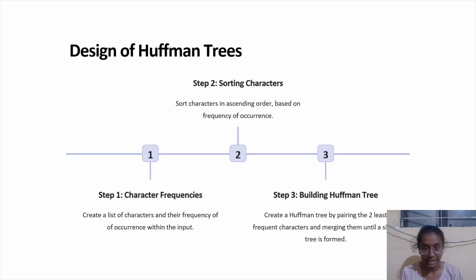Design of a Huffman tree is in three steps. In step 1, the characteristic frequency: we create a list of characters and their frequency of occurrence within the input. The second step is sorting the characters: sort the characters in ascending order based on the frequency of occurrence. Building the Huffman tree: create a Huffman tree by picking at least the two lowest frequency characters and merge them until it forms a tree.